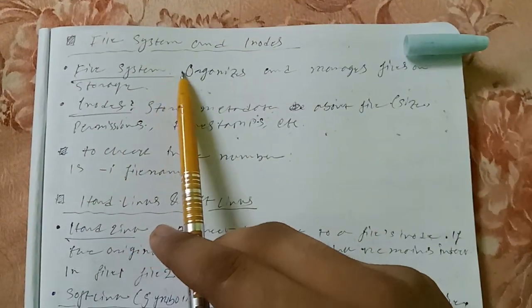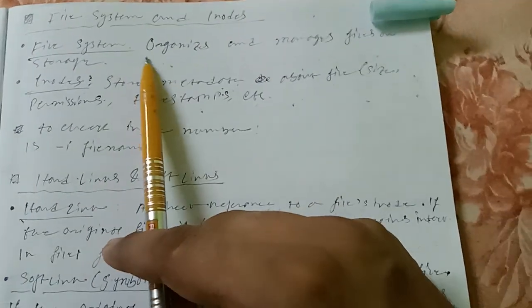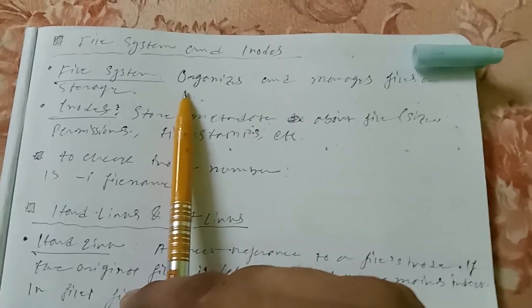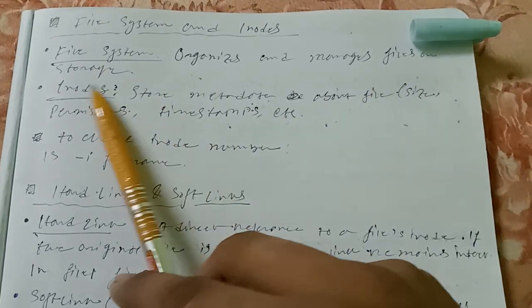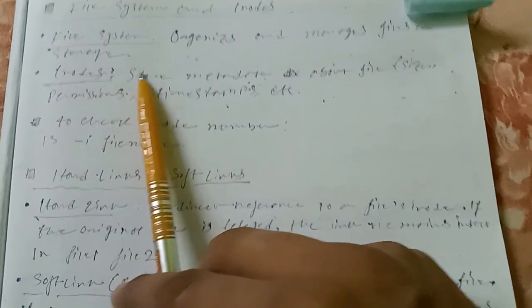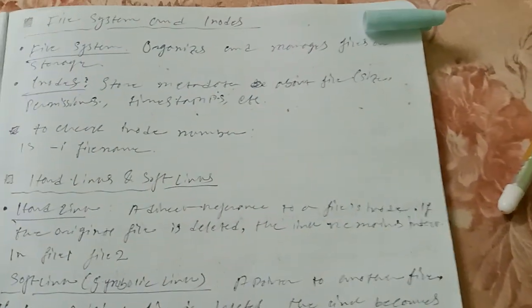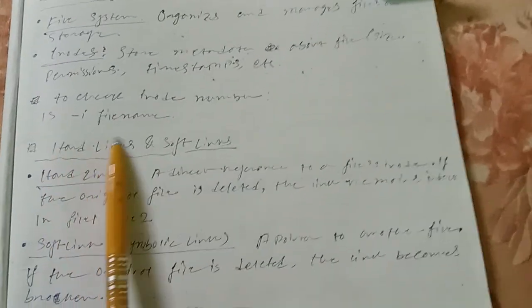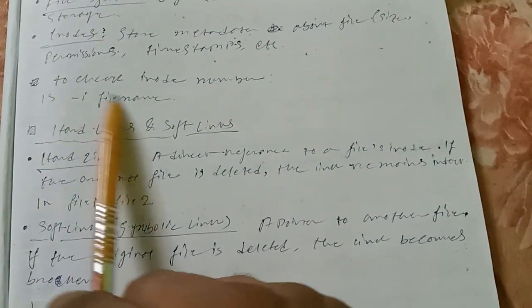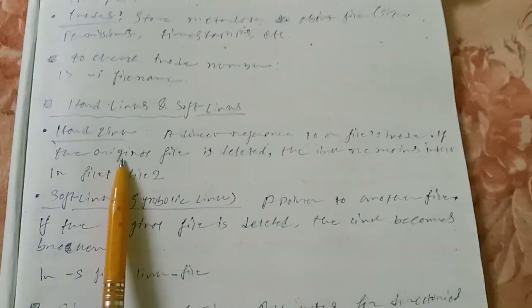Then we have the file system and inodes. We have discussed inodes in the previous chapter. Inodes store the metadata of the file. The file system organizes and manages the files on storage. Inodes store metadata about files, like size, permissions, timestamps, etc. If you want to see the inode number, this is the syntax: ls -i filename, for the file whose inode number you want.